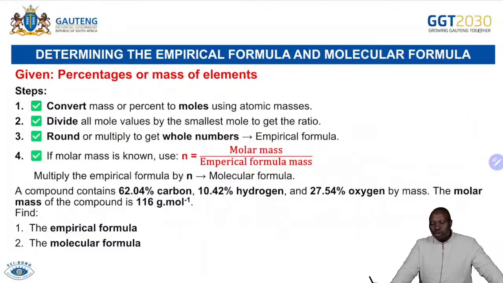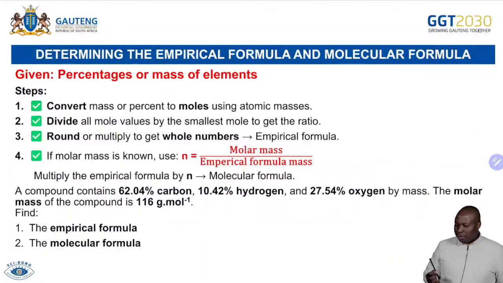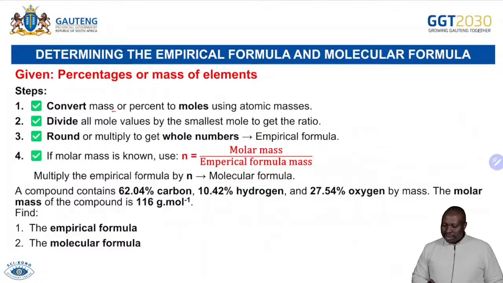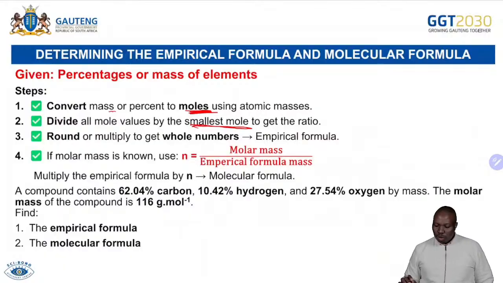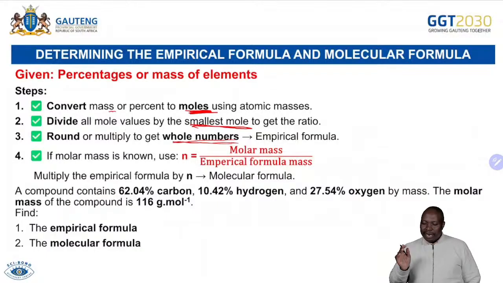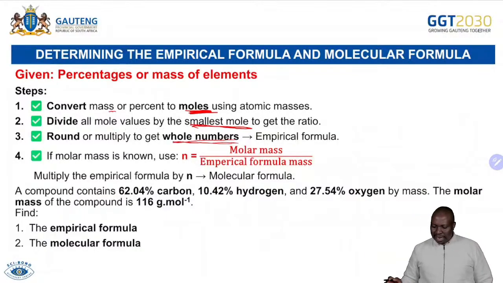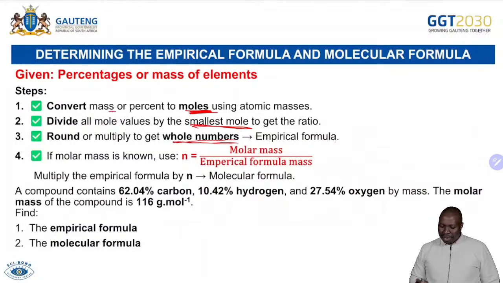Now, I wanted us to look at the empirical formula as well, empirical formula and molecular formula. Last year, there were questions based on this one. Here you can be given the mass or the percentage. What you have to do is convert your mass or your percent to moles. After you have done that, you must divide all the mole values by the smallest mole. After that, you round or multiply to get whole numbers. Remember, the empirical formula is the simplest whole number ratio that we are having.